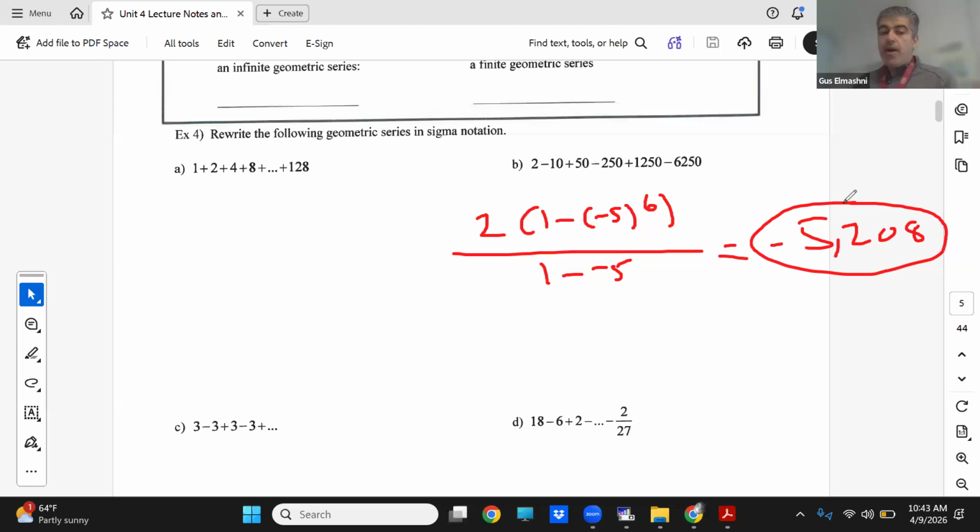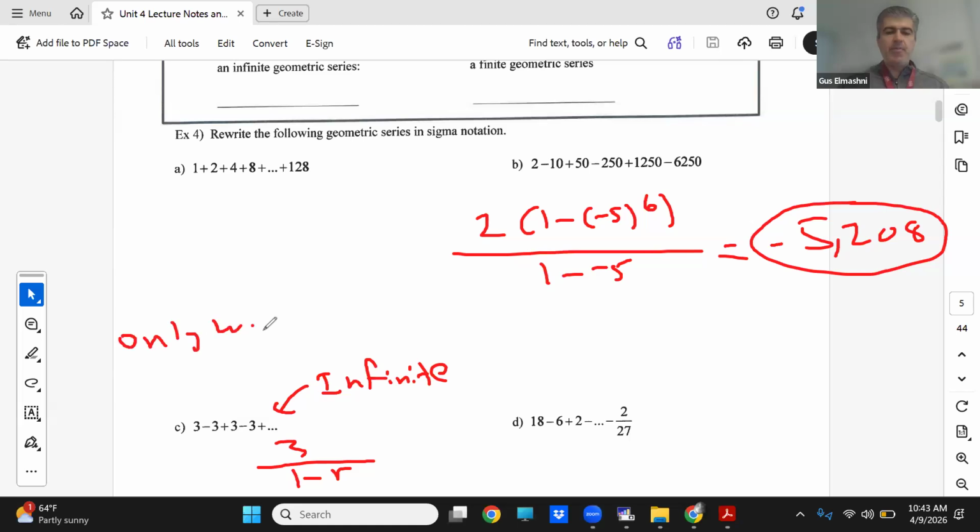Okay, go ahead and try C and D. Actually, we'll just talk about C. We'll talk about what do you think the dot dot dot means at the end? It's infinite, right? What's your first term? And you're doing a 1 minus r, but the problem is that this only works if r is between what and what? Non-inclusive.